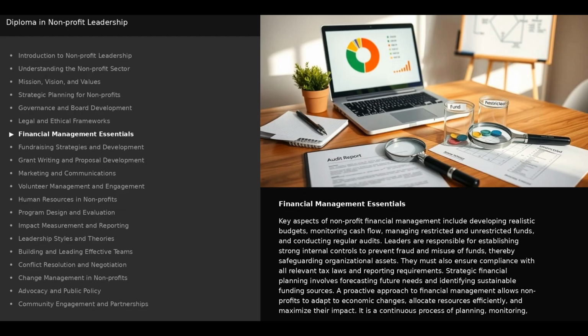Strategic financial planning involves forecasting future needs and identifying sustainable funding sources. A proactive approach to financial management allows nonprofits to adapt to economic changes, allocate resources efficiently, and maximize their impact. It is a continuous process of planning, monitoring, and adjusting to ensure fiscal health.